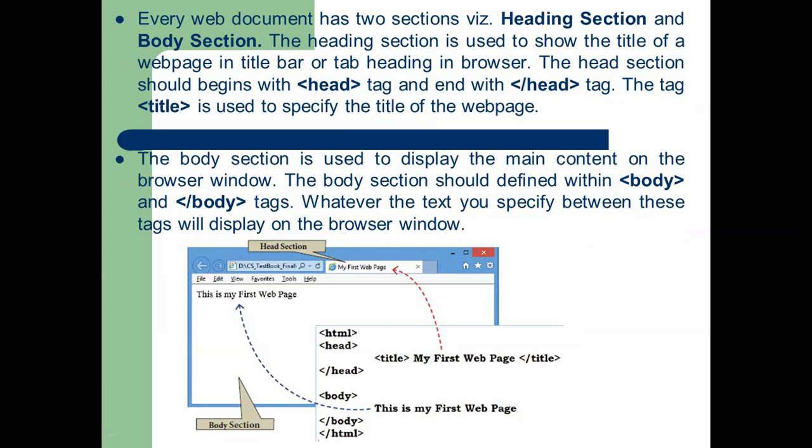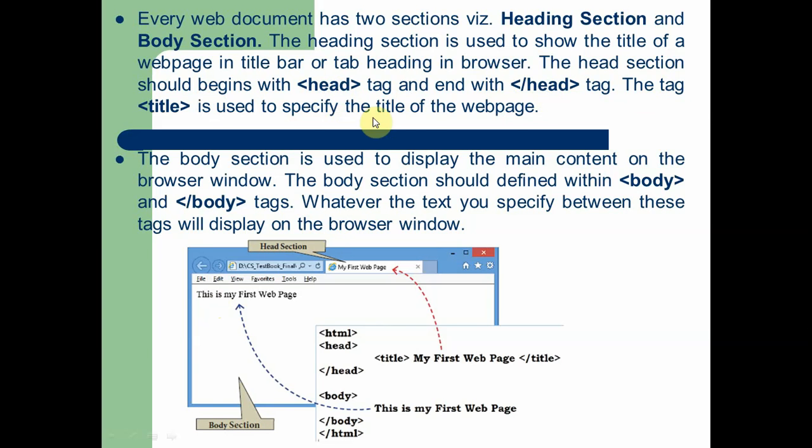Next one, every web document has two sections. One is the head section, another one is the body. The heading section is used to show the title of the web page in the title bar or tab heading in the browser, where the heading section should begin with the head tag and end with the close head tag. See, this is the heading section. This is the tag used to specify the heading section, open head tag, close head tag.